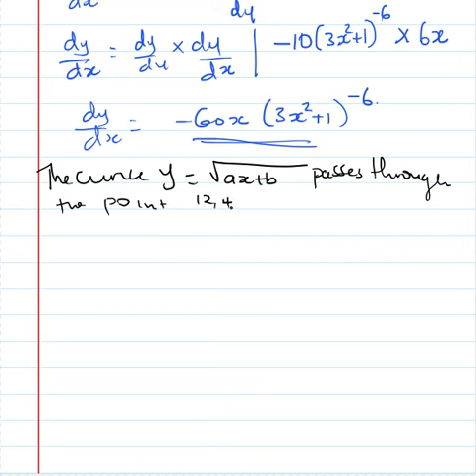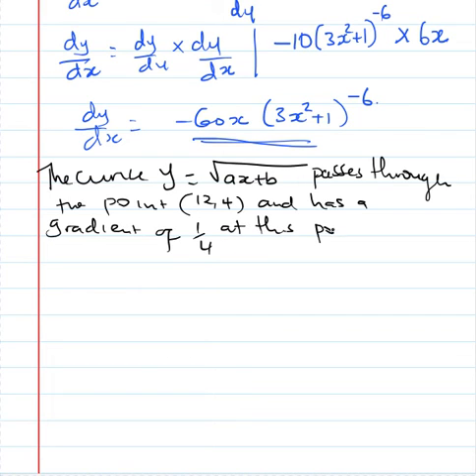The point is (12, 4), and the curve has a gradient of 1/4 at this point. So they want us to find a and b. Alright, so let's try to solve this.